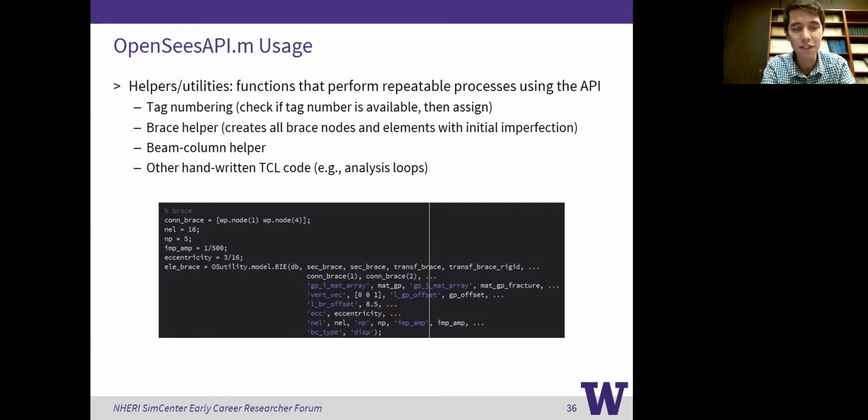Providing initial imperfection, maybe there's an eccentricity of the brace. I can just provide all this information, as well as all the other relevant information that you would need for creating a line element, so the section, the geometric transformation and all that. And then the helper goes in and constructs that brace for me, so I don't have to think about all the crazy geometry that might be going on, especially if you have a 3D system.